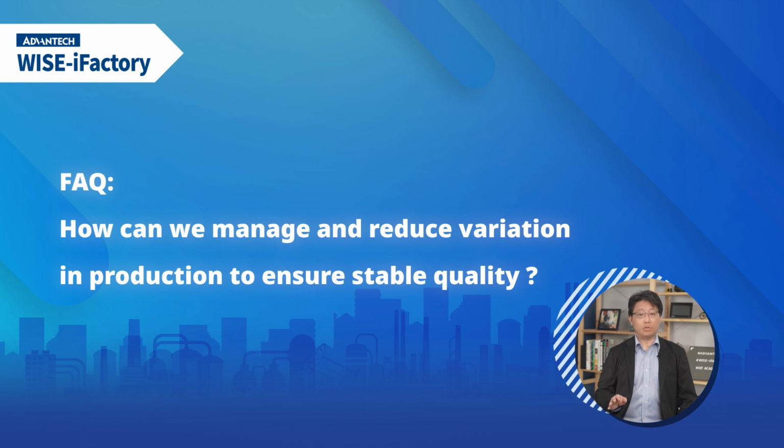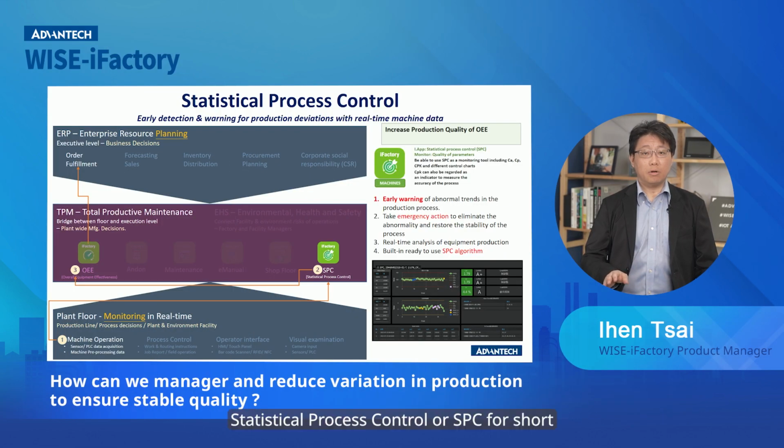How can we manage and reduce variation in production to ensure stable quality? Statistical Process Control, or SPC for short, is a classic golden standard method for looking at quality in production.